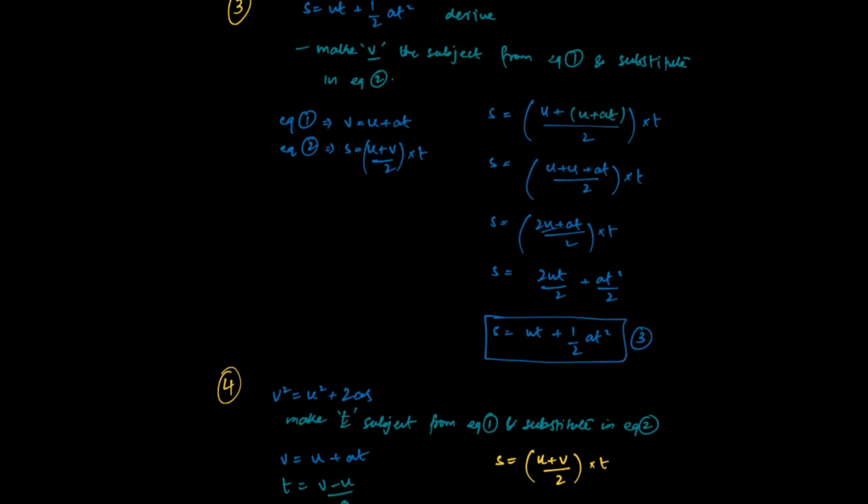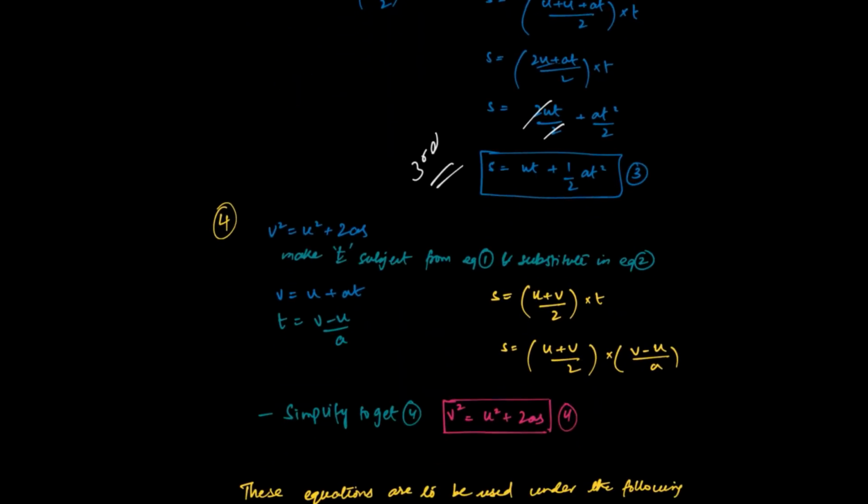Then it is just simplified. So the 2 and 2 get cancelled, it becomes 1 upon 2, and it is simplified to s equals ut plus 1 upon 2 at squared. In words, displacement equals initial velocity into time plus 1 upon 2, or half, of acceleration into time squared. And this is our third equation of motion.